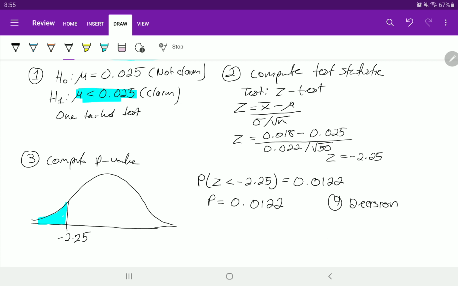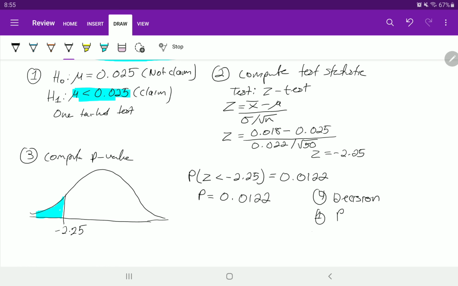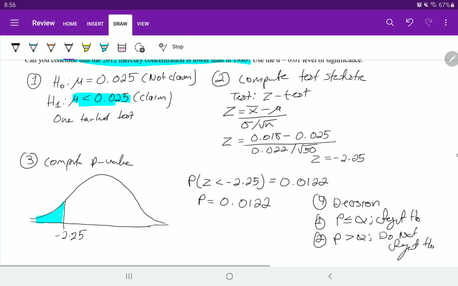And when it comes to the p-value method, if p is less than or equal to the alpha level, we reject the null hypothesis. If your p-value is greater than your alpha level, do not reject the null. Our alpha level in this case is 0.01. And as we can see, the p-value is greater than the alpha level. Because the p-value is greater than the alpha level, we do not reject the null.